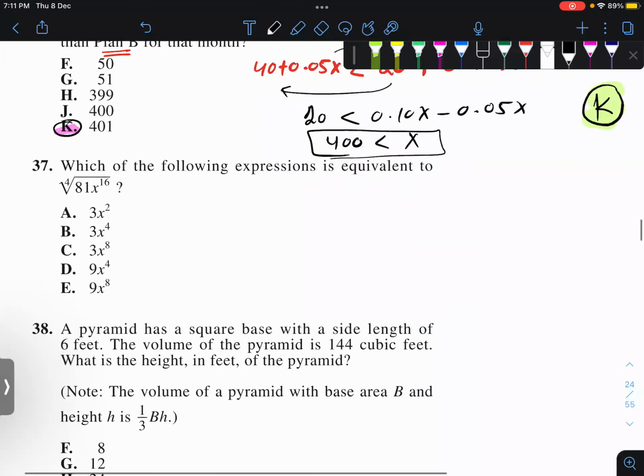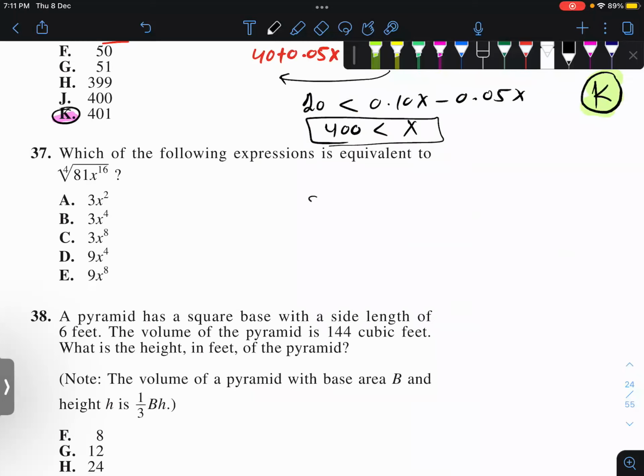Which of the following expressions is equivalent to this? 81, we're gonna take its fourth root, and x 16 over 4. So it's x power 4, but here it's what? It's 2. Yeah, sorry, 3. Okay, it's 3. 81, which is 3 by itself 4 times. So it's B. It's so easy, right?